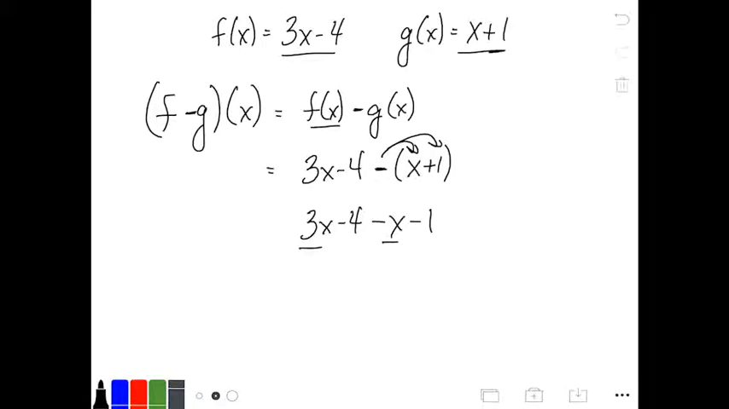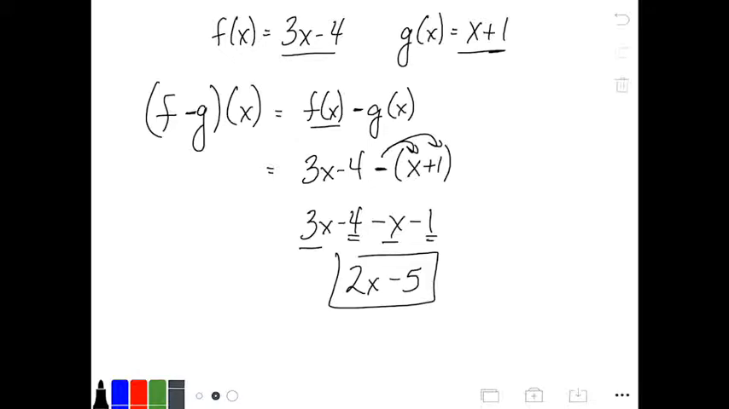You have like terms here. That's 3x minus x, which would give me 2x. And then I have negative 4 minus 1, which is going to give me negative 5. And 2x minus 5 will be your answer for this particular problem. Again, it's not too bad, not super difficult, but you're just going to have to think through that.